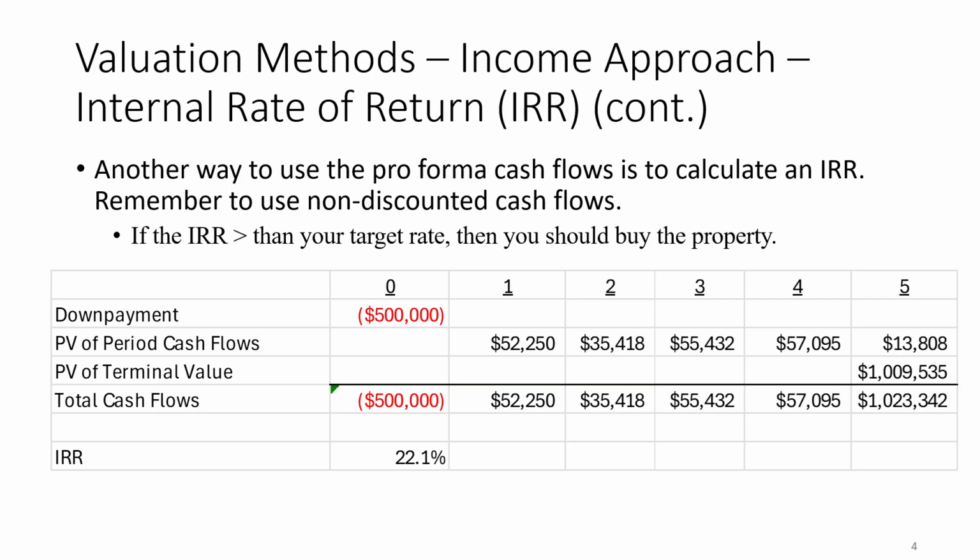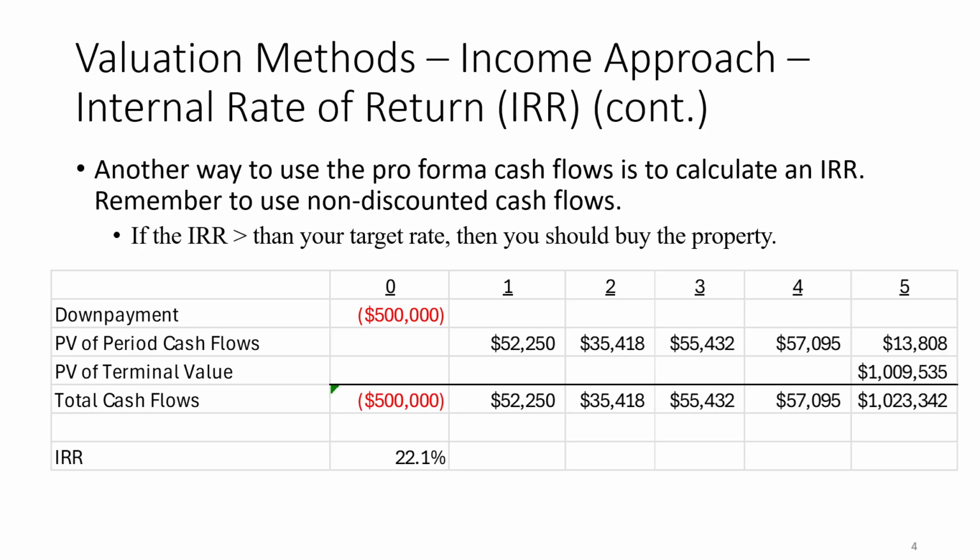Another way to use the cash flows is to calculate your internal rate of return, or IRR. You want to make sure that the cash flows that you use to calculate your IRR are non-discounted cash flows. Once you've calculated your IRR, you want to compare it to your target rate. If your IRR is greater than your target rate, then you should proceed with the project, and in our case, this is to purchase a building. However, if your IRR is less than your target, then you want to walk away.